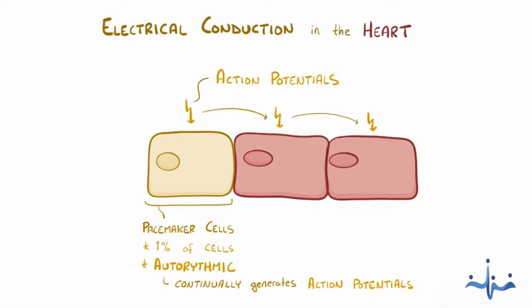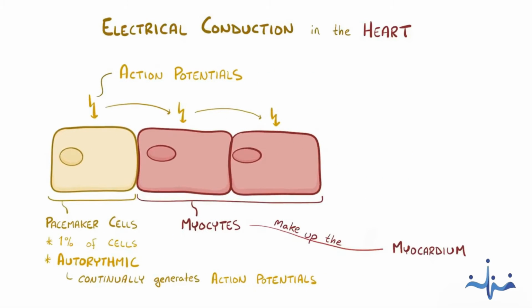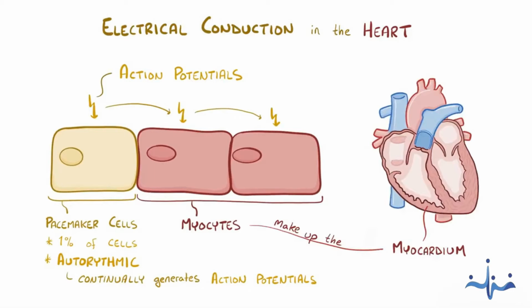This is different from how it works in skeletal muscle cells, which get their action potential signals directly from neurons. The cells that receive the cardiac action potential from the pacemaker cells are called myocytes, and they make up the myocardium, which is the muscular middle layer of the heart. Myocytes are also called contractile cells, because they contract and that's how the heart pumps blood.